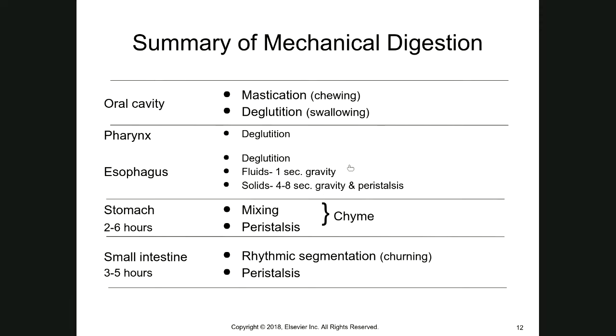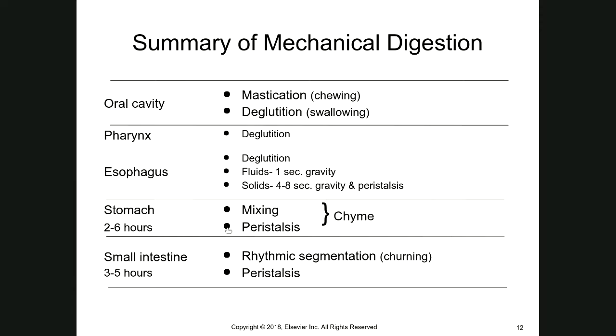Now, why do we say gravity? Because I don't know about you, but when you eat or drink, it's much easier if you're upright. If you've ever tried laying on the couch and drinking, you can do it, but it's not as comfortable. It's a lot easier if you're upright, or at least your thorax is upright, because gravity helps to pull it down. Now, once you leave the esophagus, it goes into the stomach, where it's there for about 2 to 6 hours, depending on your metabolism.